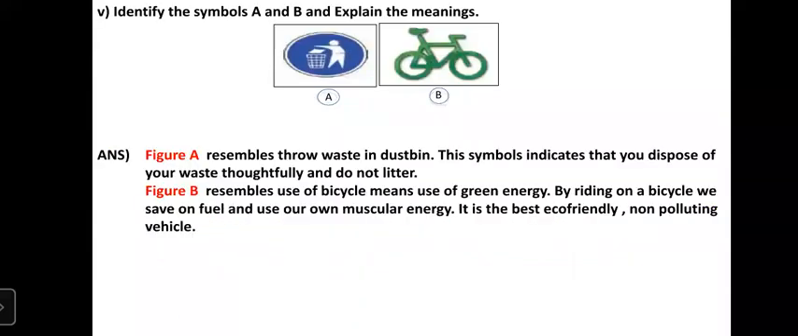Next question C. Identify the symbols A and B. Explain the meaning.